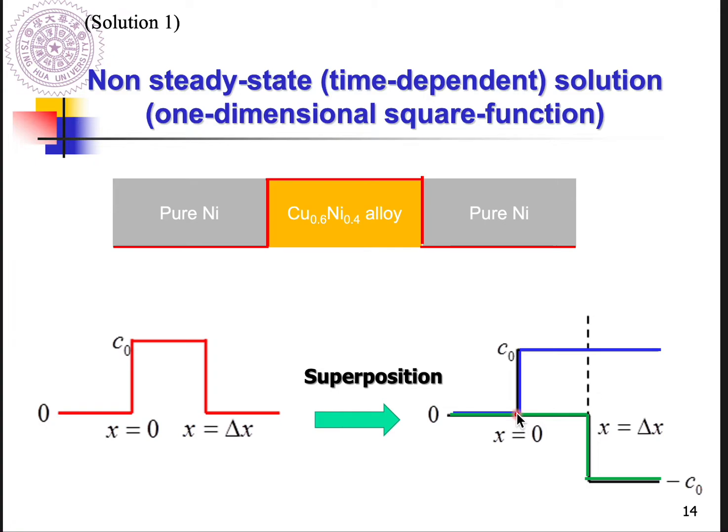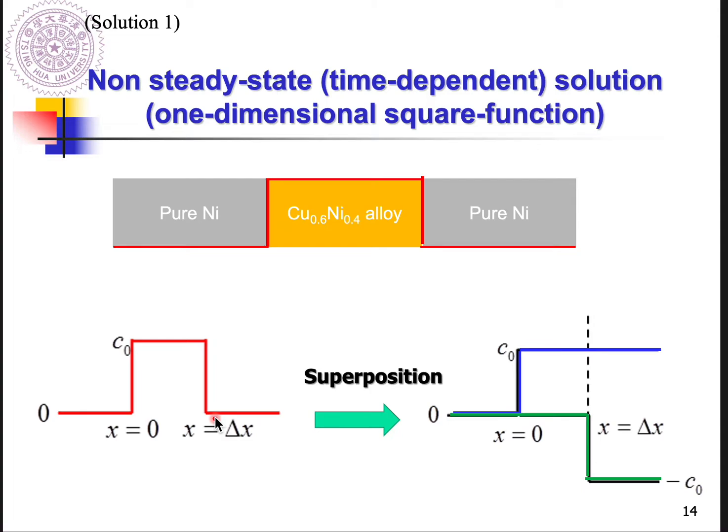If x is smaller than 0, then you get 0 plus 0, which is 0. If x is located between 0 and delta x, then C0 plus 0 is C0. If x is larger than delta x, it is C0 plus minus C0, which equals 0. It turns out that we can superpose these step functions to get this one-dimensional square function.